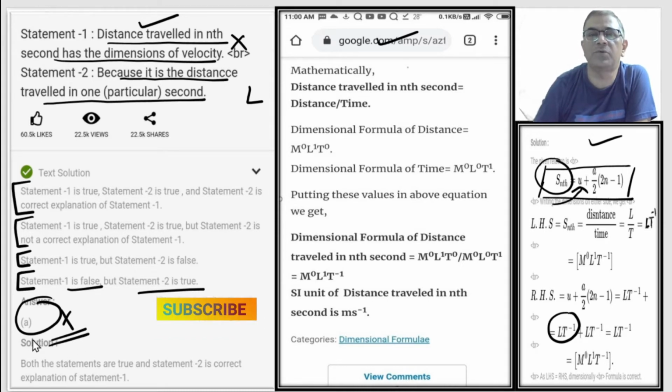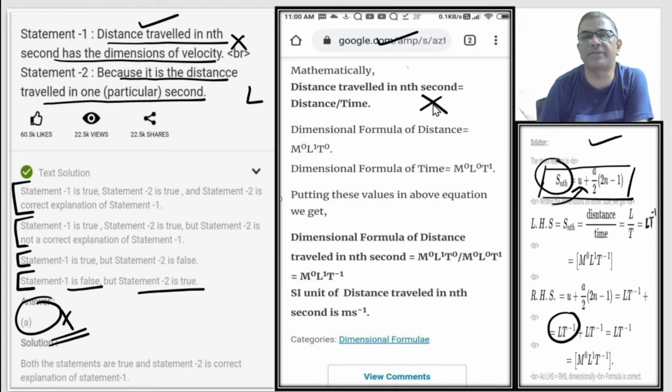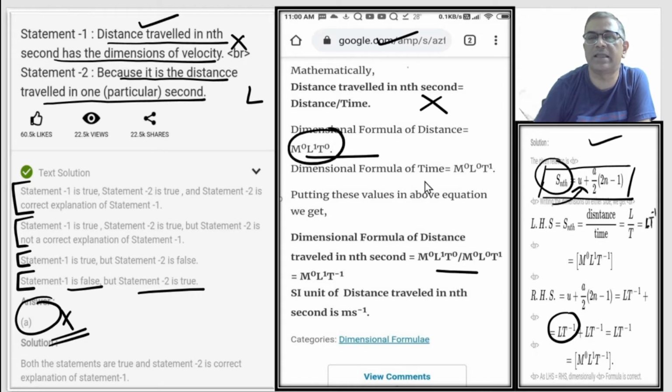Now you see, if I look at the clip number 2, the distance traveled in the nth second is equal to distance upon time. This is totally rubbish. It cannot be distance traveled in nth second. This is distance traveled. It cannot be distance upon time. So let's not waste our time on whatever is written over here. They have written dimensional formula of distance is L, dimensional formula of time is T, so dimensional formula of distance traveled in nth second should be equal to LT^-1. This is a totally incorrect approach.